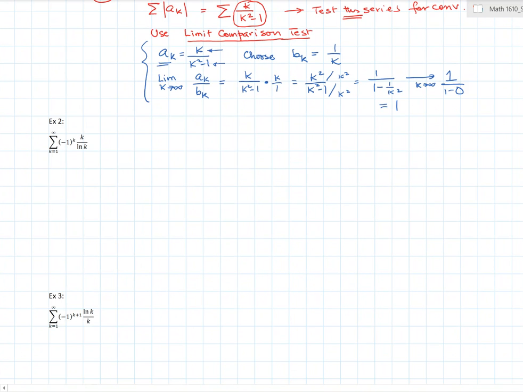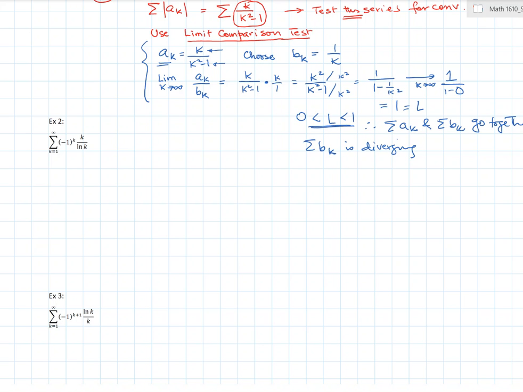So since this limit, this is my L, is between 0 and infinity, the series AK and BK go together. But series BK is diverging, therefore the series AK is diverging. So therefore the absolute series is divergent.